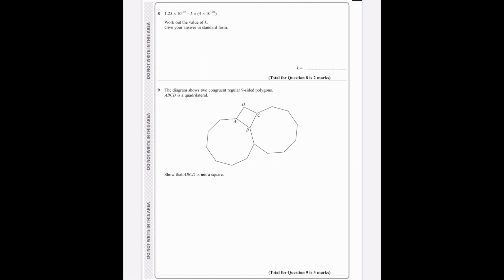Question 8, dividing both sides by 4 times 10 to the negative 20. We get k equals 1.25 times 10 to the negative 12 divided by 4 times 10 to the negative 20. Plug that in to a calculator, you'll get 3,125,000. In standard form, that's 3.125 times 10 to the 7.